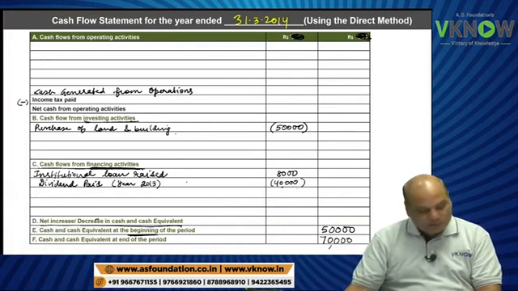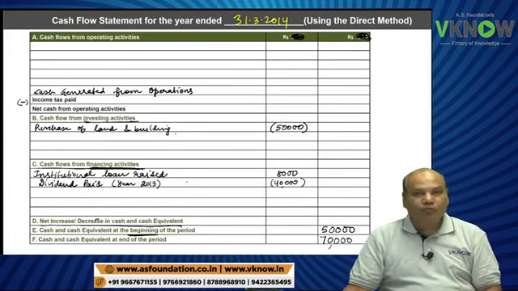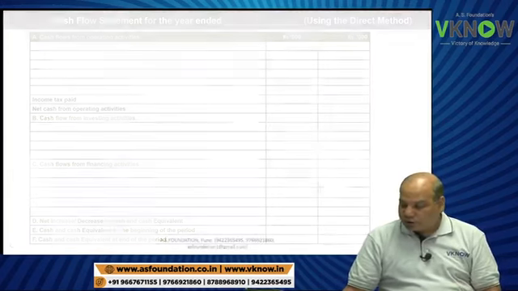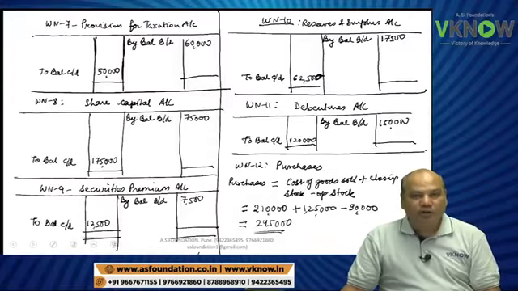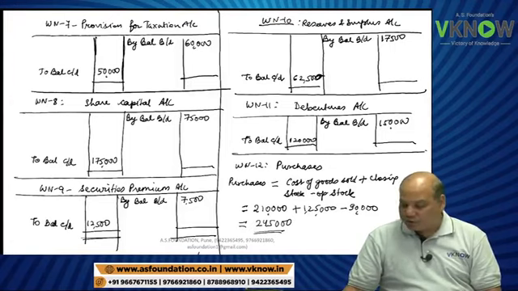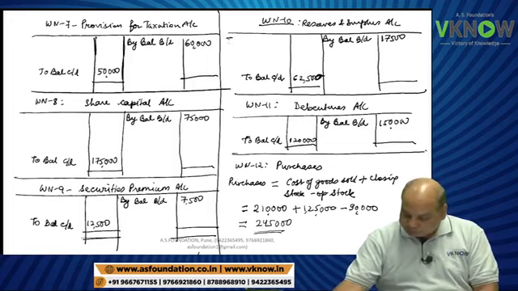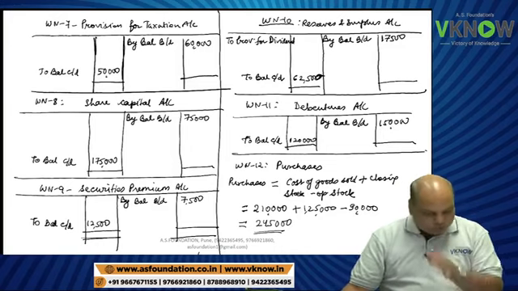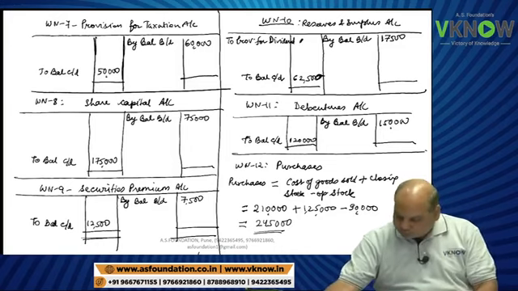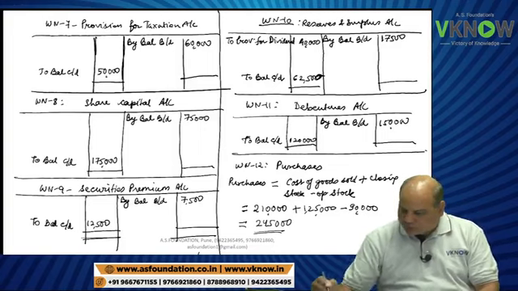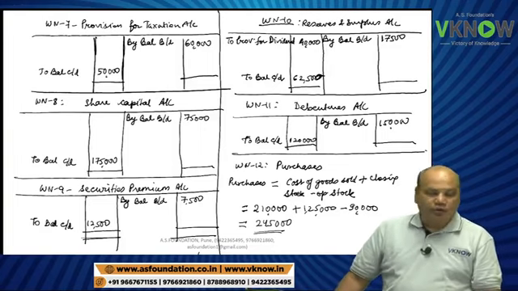Then next item is current year provision for dividend. Current year provision for dividend entry will be reserve and surplus account debit to provision for dividend. On the screen working note 10, on the debit side, reserve and surplus to provision for dividend. To provision for dividend 40,000.